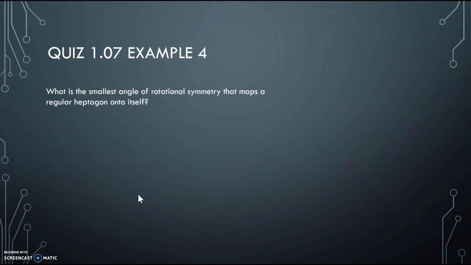Hi guys, we're doing quiz 1.07 and this is example 4. What is the smallest angle of rotational symmetry that maps a regular heptagon onto itself?